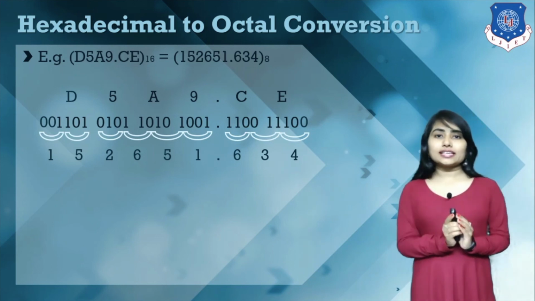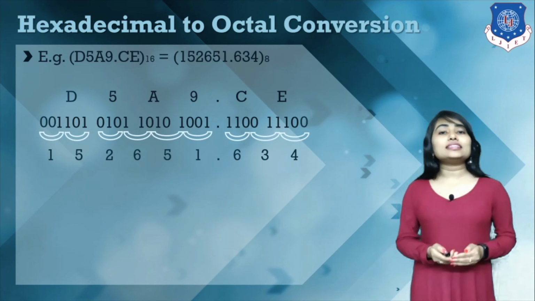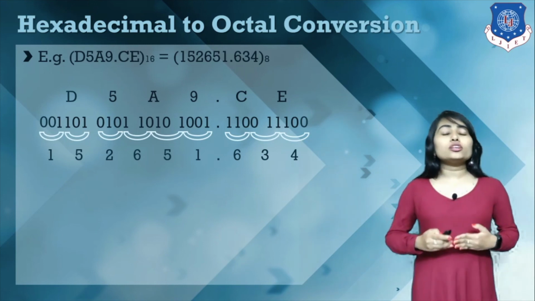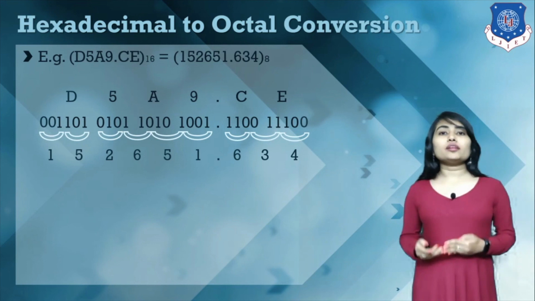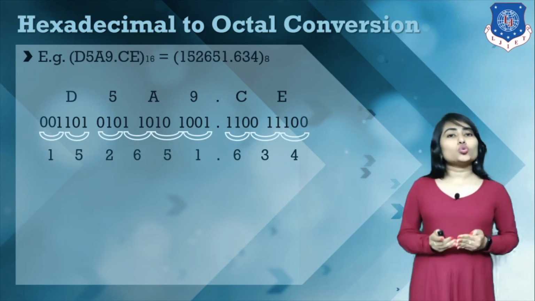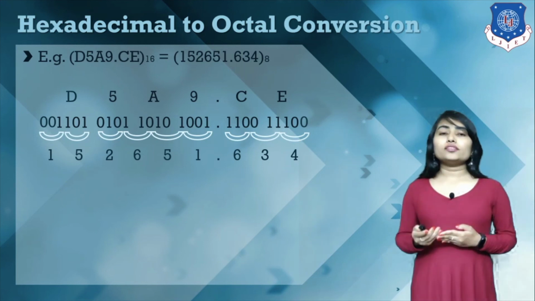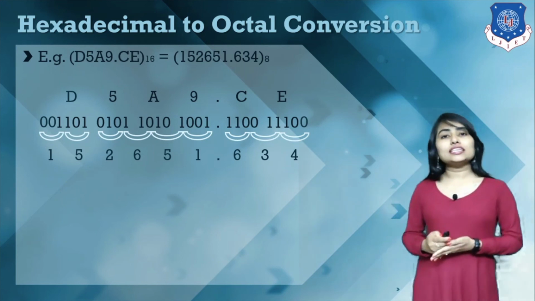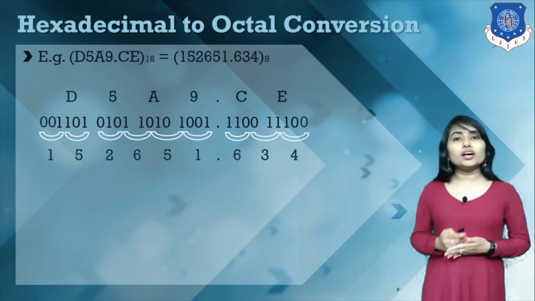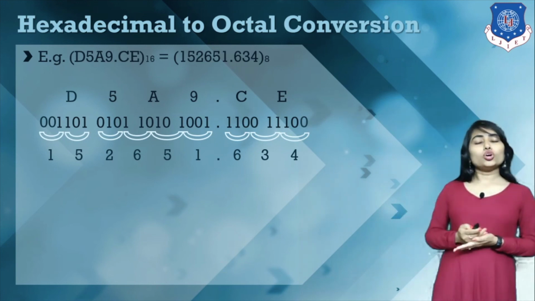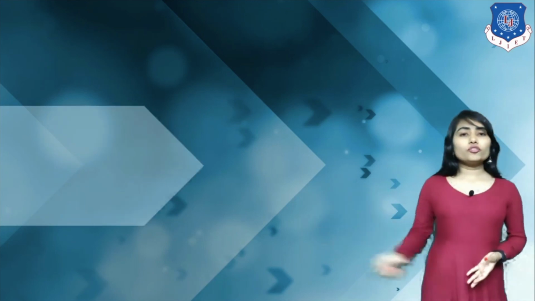First consider the hexadecimal number, then write its 4-bit equivalent binary value, then make groups of 3 bits to convert into octal, and for each 3 bits of binary write its corresponding octal digit. So this is how we can convert hexadecimal into octal. So that's it for today's session.